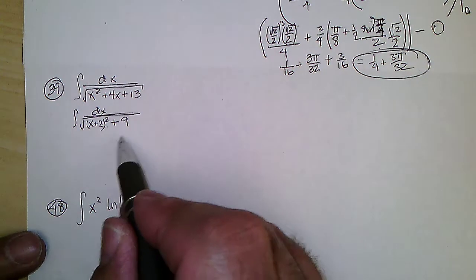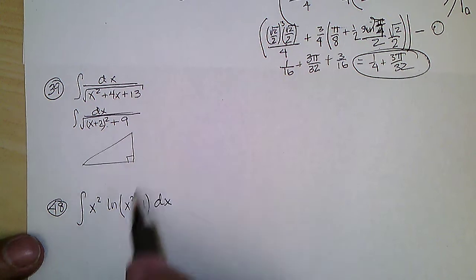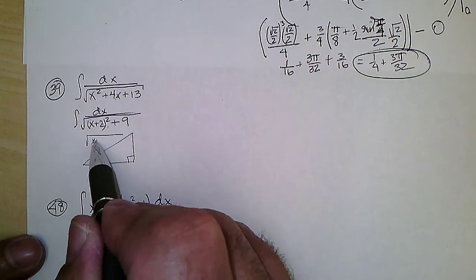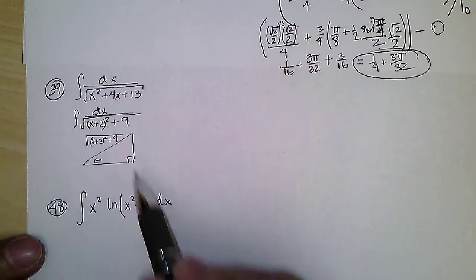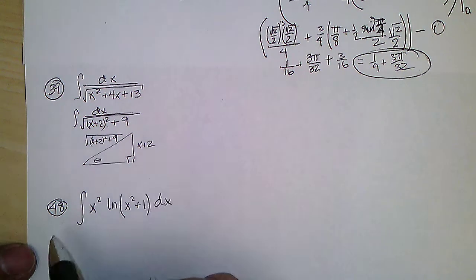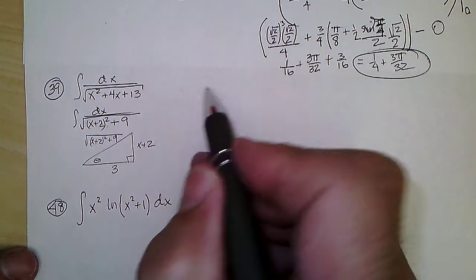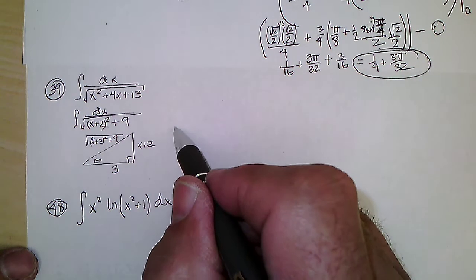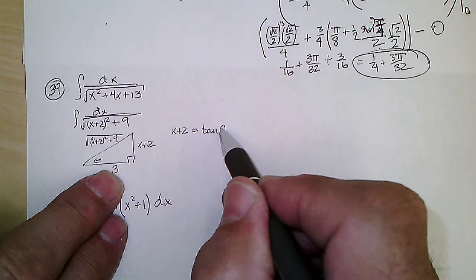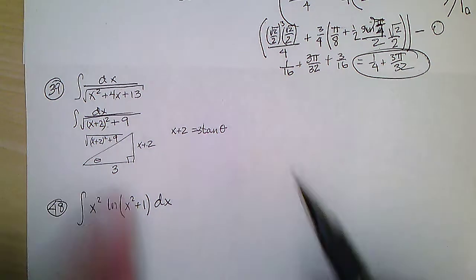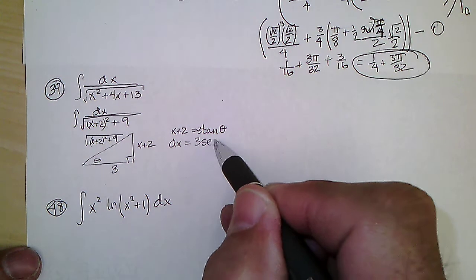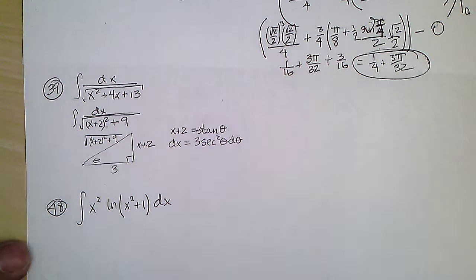So I'm going to make my trig triangle with, since they're added, I'm going to put this on the hypotenuse, square root of x plus 2 squared plus 9. Put the messiest on the opposite, that'll be x plus 2, and the square root of that would be 3. My simplest value for x would be x plus 2 over 3 would equal the tangent of the angle. So if I multiply by the 3 over here, then take the derivative, I get dx equals 3 secant squared theta d theta, derivative of tangent.